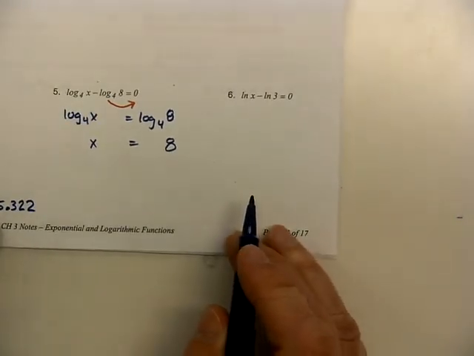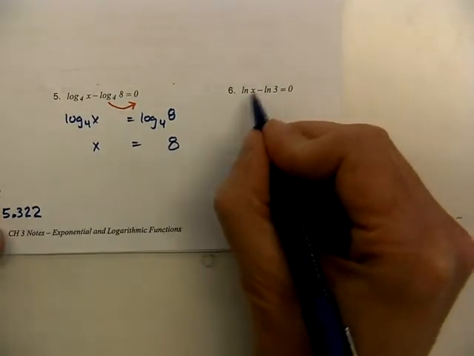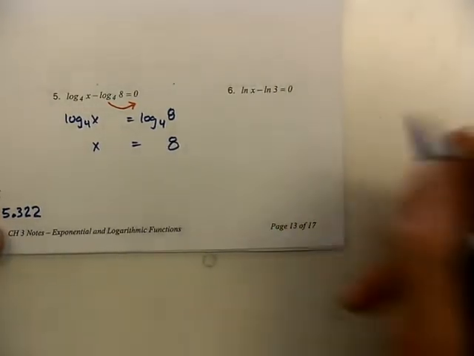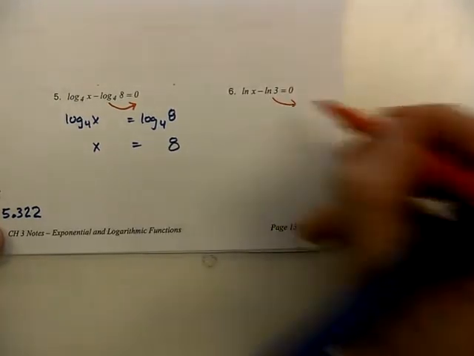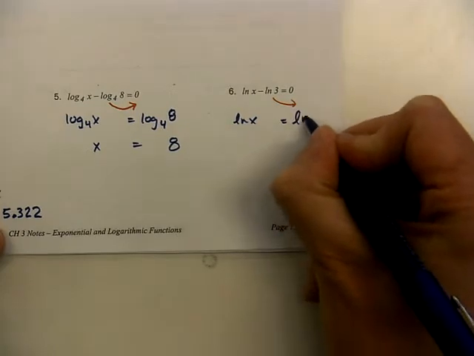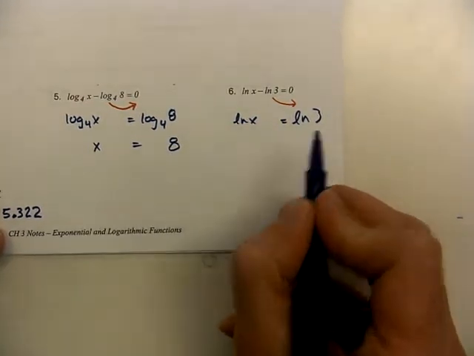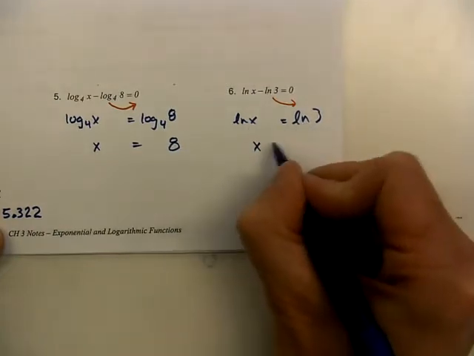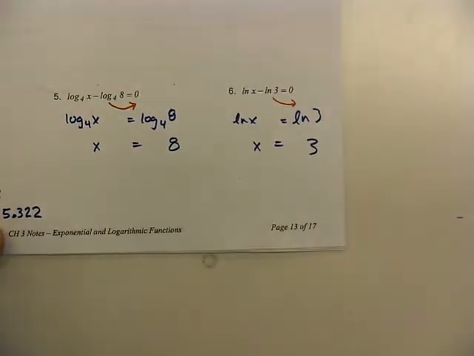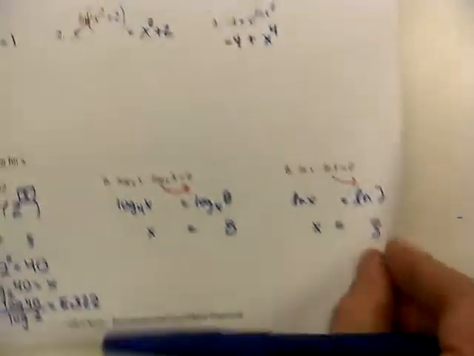We see a similar problem here in number 6. Here we have 2 logarithms on the left-hand side. We have the 0 on the right. Let's add natural log of 3 to both sides. So natural log of x equals natural log of 3. Notice we have one term on the left, one term on the right. They have the same bases, so x equals 3. All right, let's look at more examples on the next page.